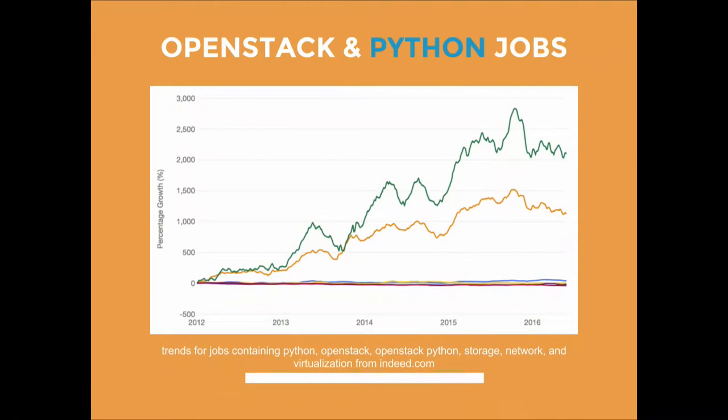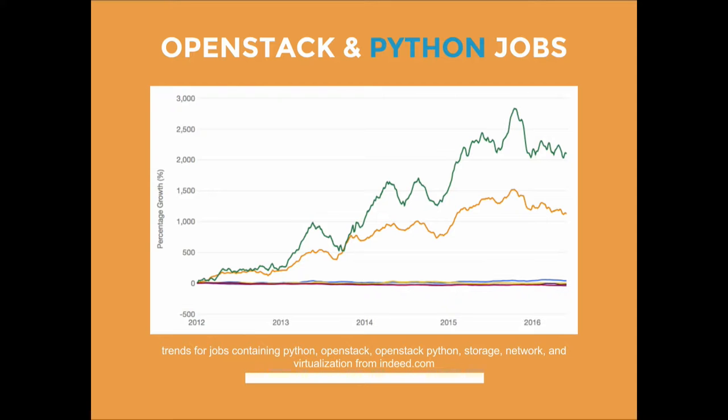So this is some job information. This is trends for job listings containing keywords Python, OpenStack, the combination of the two, storage, networking, and virtualization. And this is US data, because that's what I had available, but OpenStack is an international project, and I would expect the trends to work in a similar way. And this is showing growth in those job listings over time. Things like storage, networking, and virtualization, and actually Python by itself, are all of those lines along the bottom that are relatively flat. Some of them even go down a little bit over time.